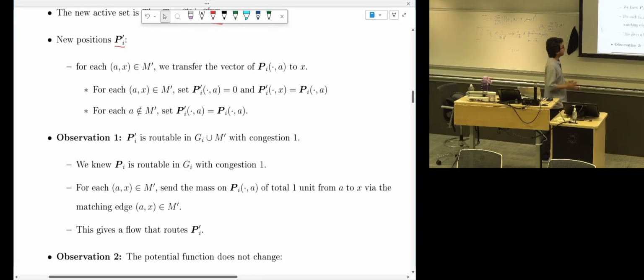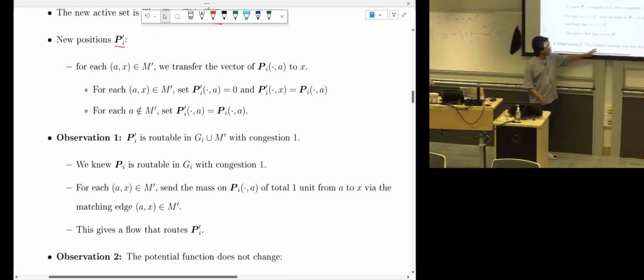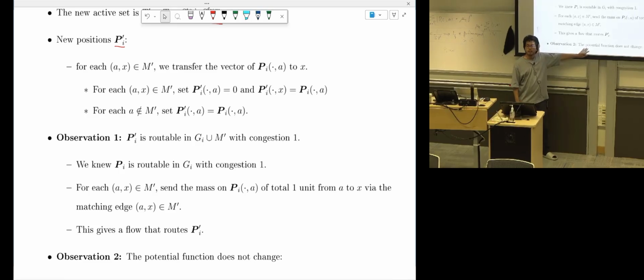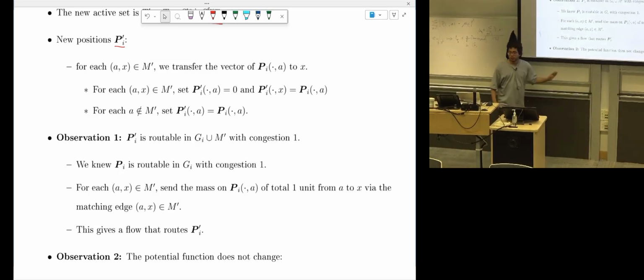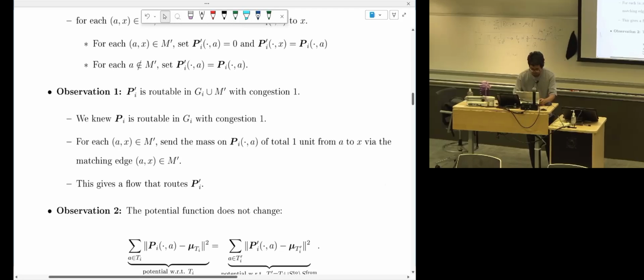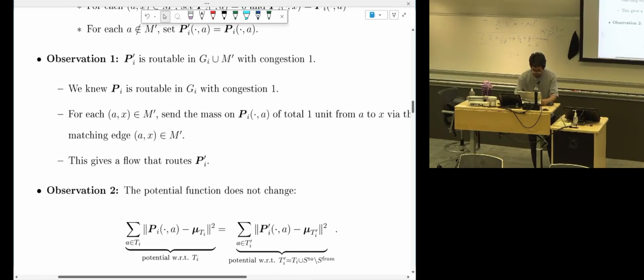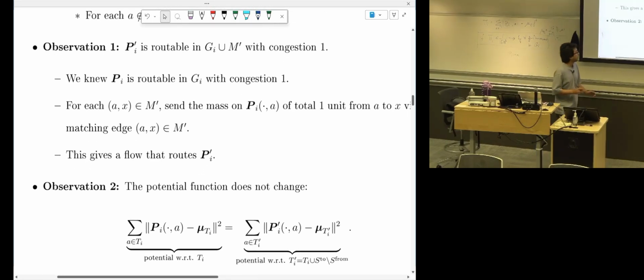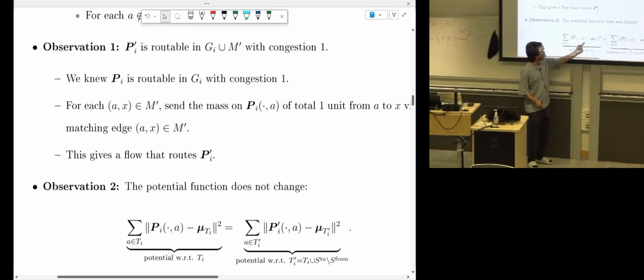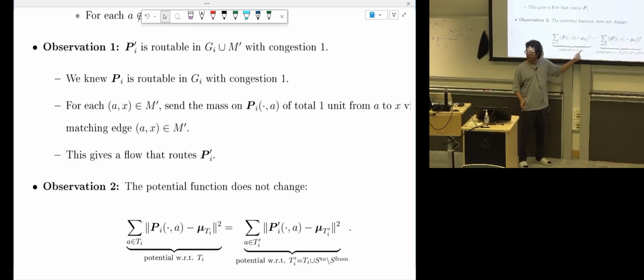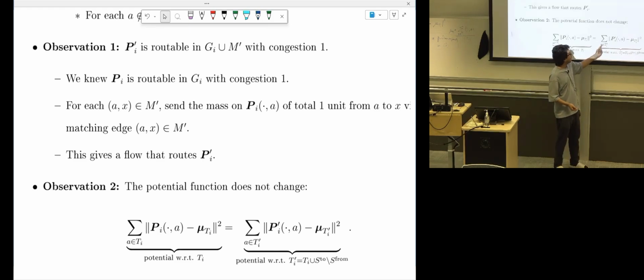And the next observation is that the potential function does not change at all. In what sense? I mean that if you look at the potential function with respect to Ti, which is just the sum of the total square distance from everyone in Ti to the average, it's just the same as the potential function with respect to Ti prime.